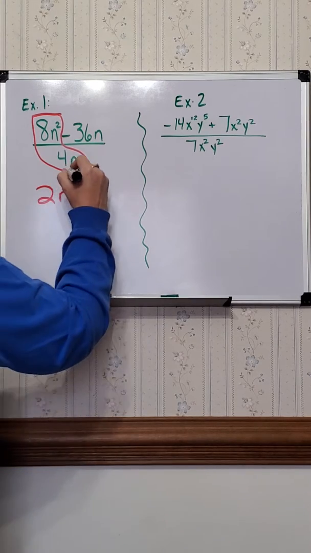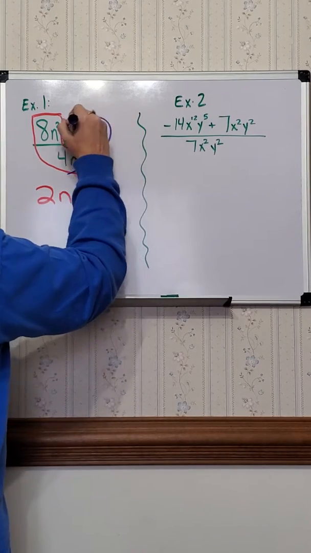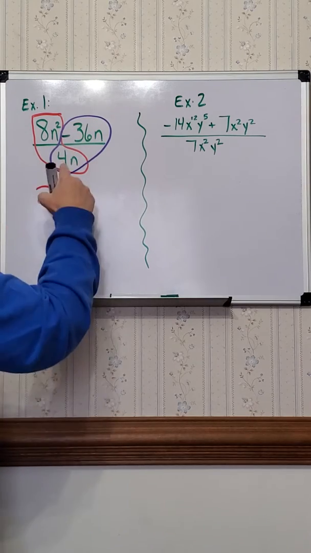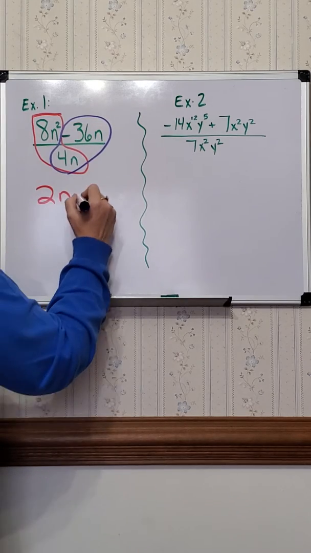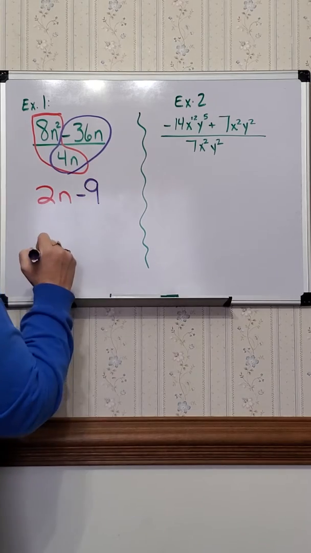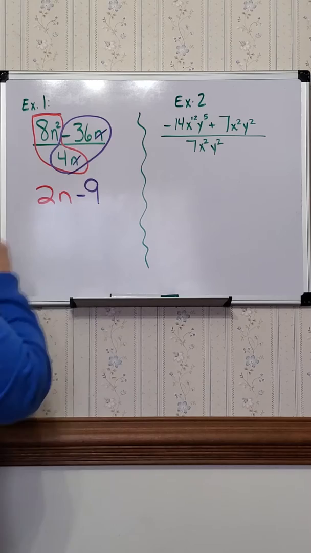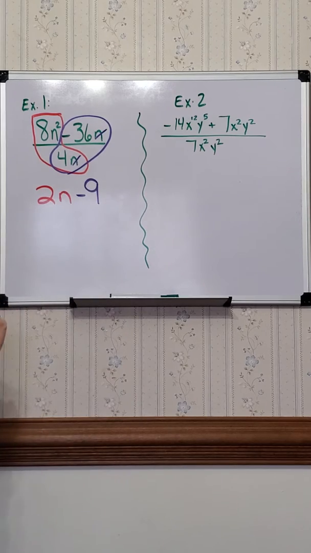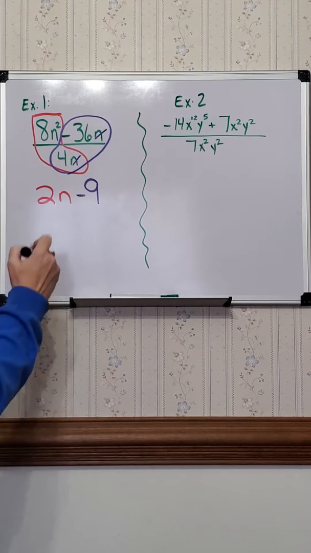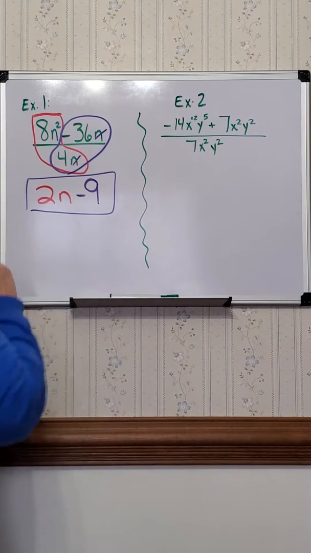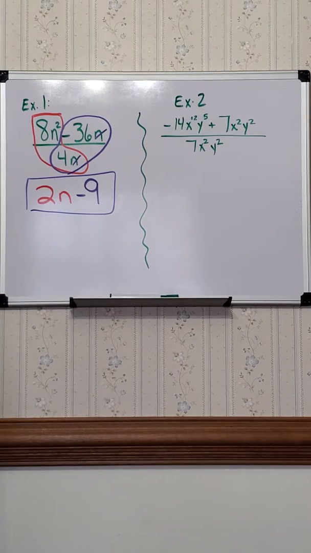Now I'm going to look at this as if it's a whole separate piece. And I'm going to take that 4 into that negative 36, which is going to give me a negative 9. And n here is going to get canceled out by the n there. And so we're not going to have an n when we come down. So our answer is simply going to be 2n minus 9.